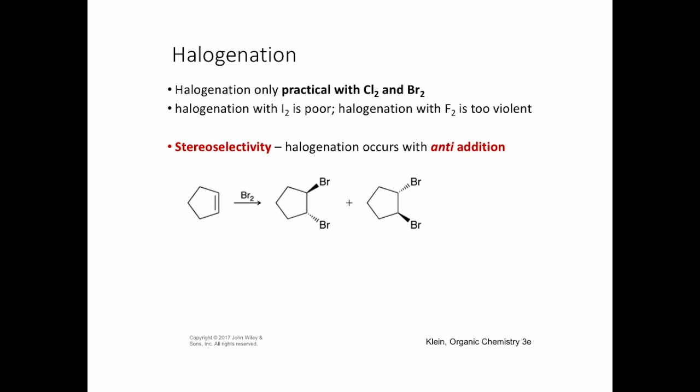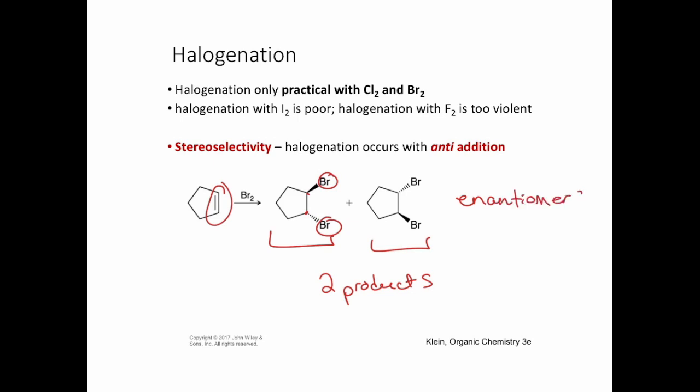So what's happening in this reaction? We start with a double bond. That goes away. We now have a single bond between those two carbons. And we have two bromines. So we've created two new carbon-bromine bonds, and we've gotten rid of the pi bond. And notice we have two products, and these would be enantiomers. And notice that both of the products are trans. The bromines are on opposite sides of the cyclopentane ring.